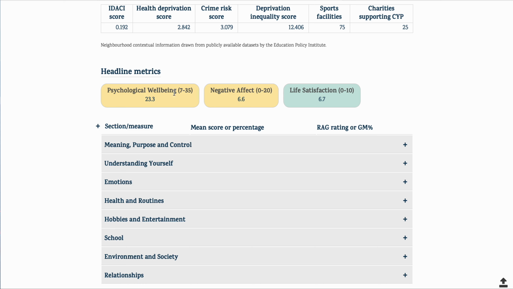So in terms of psychological well-being and negative affect, this neighbourhood is within the expected range, which is why it's colour coded amber, but actually life satisfaction scores are higher than the expected range, and so it's colour coded green. We then have the option to explore the data for this neighbourhood across the different domains and drivers of well-being.